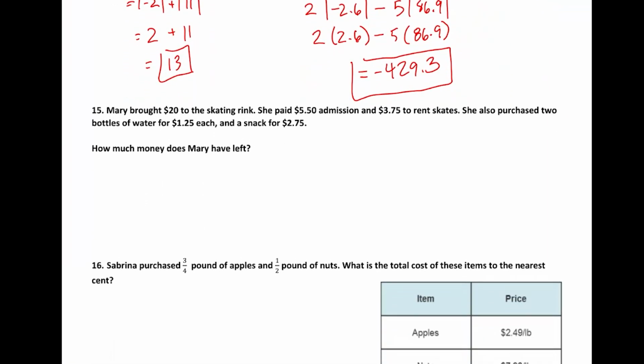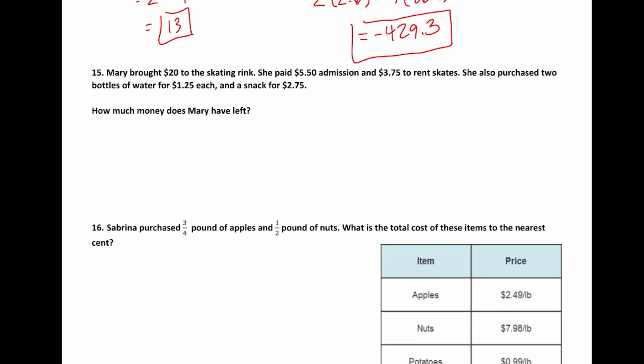Number 15 says Mary brought $20 to the skating rink. She paid $5.50 for admission and $3.75 to rent skates. She also purchased 2 bottles of water for $1.25 each and a snack for $2.75. How much money does she have left? So she started with $20, and then she bought a bunch of stuff. So we need to subtract all of those values that she paid for.